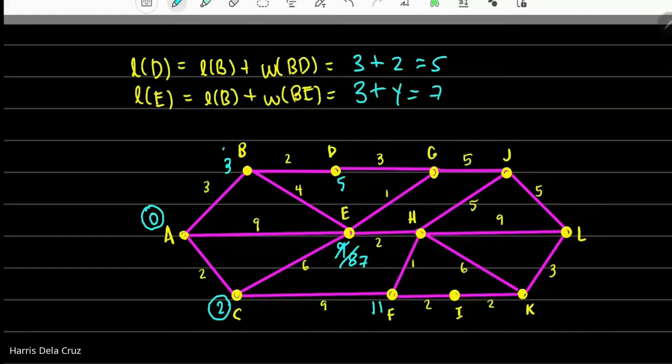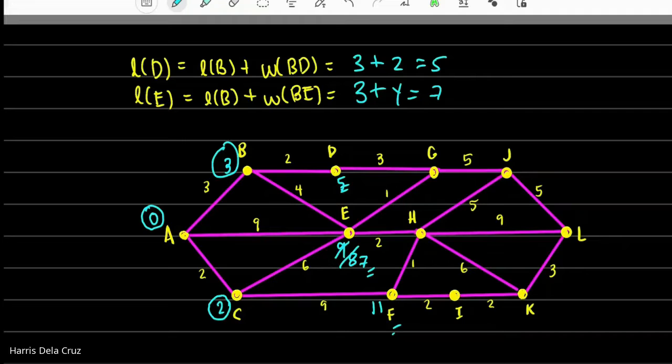So, this is already fixed. So, now, the labels are 5, 7, and 11. So, I guess nakukuha nyo na yung pattern. Kukunin mo yung pinakamaliit na temporary label, siya na yung magiging fixed label, and then from there, magpuproceed ka sa lahat ng possible adjacent vertices to get the next temporary label.